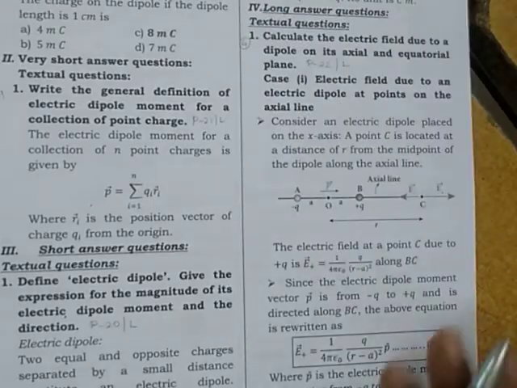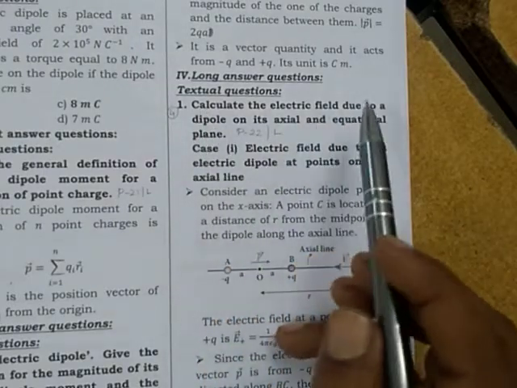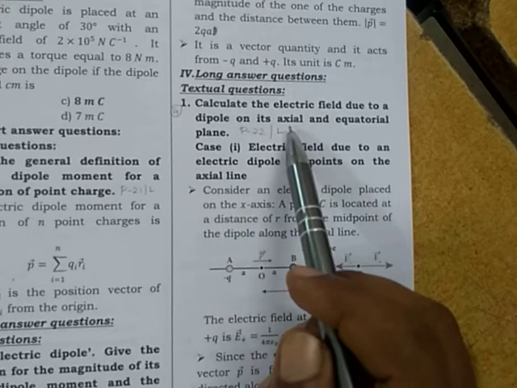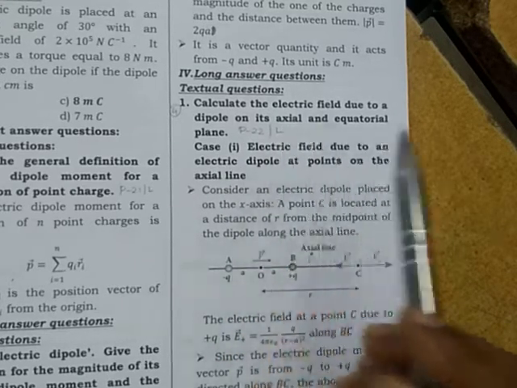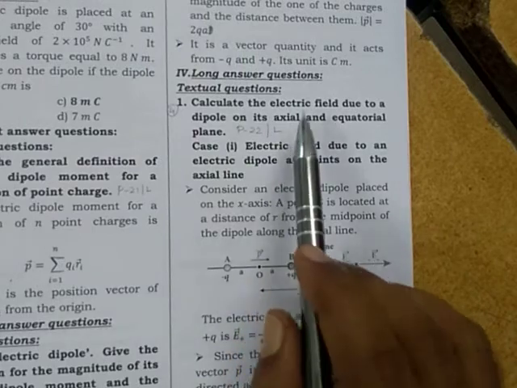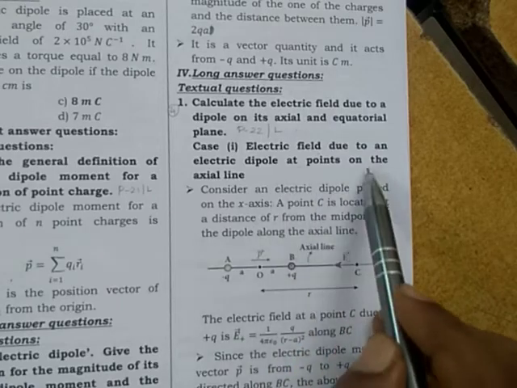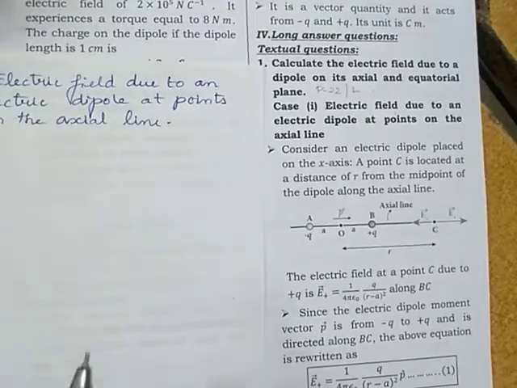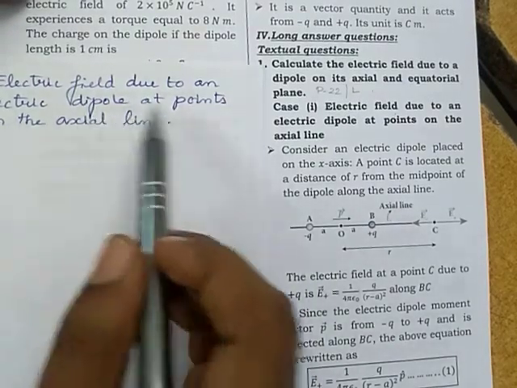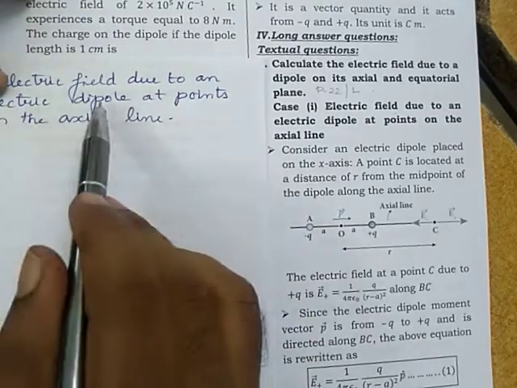Then the next question, that is a long answer question, a very important question. Calculate the electric field due to the dipole on its axial and equatorial plane. Let me see one by one. First one is the axial line, followed by that we will see the equatorial plane. First, we need to find the electric field due to an electric dipole at a point on its axial line. It is one of the easiest questions ever.